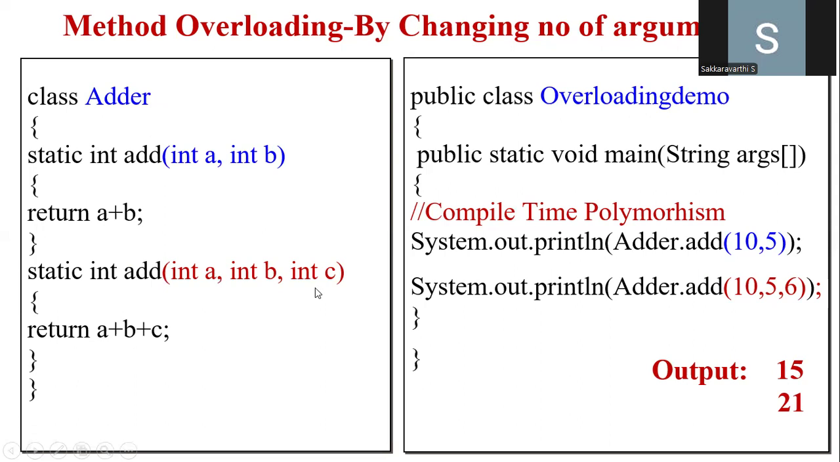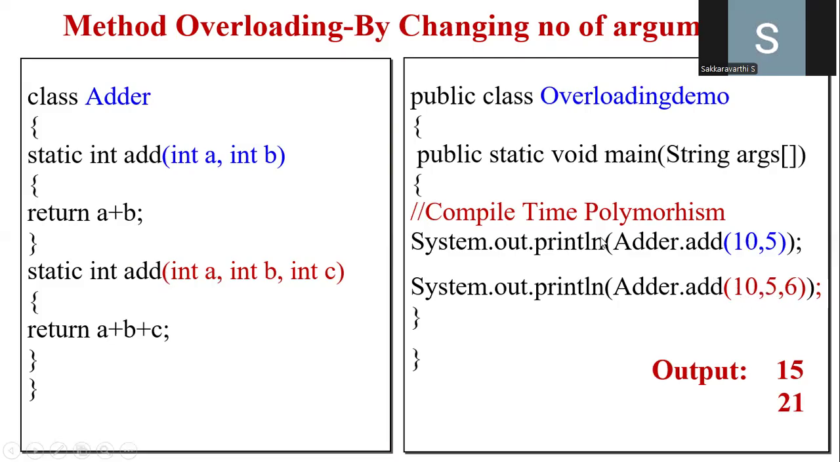Right? And the public class, class name OverloadingDemo, main method, public static void main of String args array, and System.out.println, Adder.add of 10, comma 5. Then System.out.println, Adder.add of 10, comma 5, comma 6. So we are calling the method add with two arguments and with three arguments.